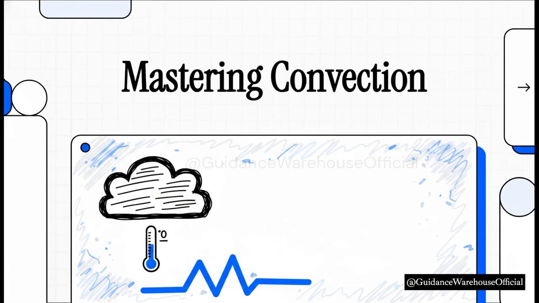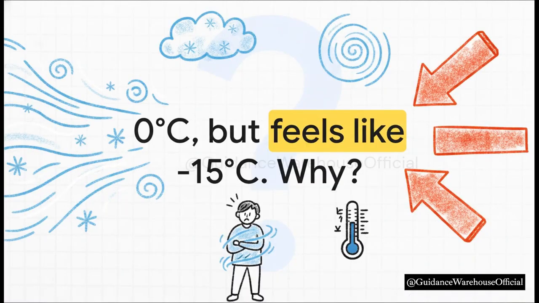Picture this. You're about to step outside on a freezing winter morning. You pull up your weather app, and it clearly says the temperature is exactly 0 degrees Celsius. But right underneath that, there's a little line that makes you do a double take. It says, feels like -15.